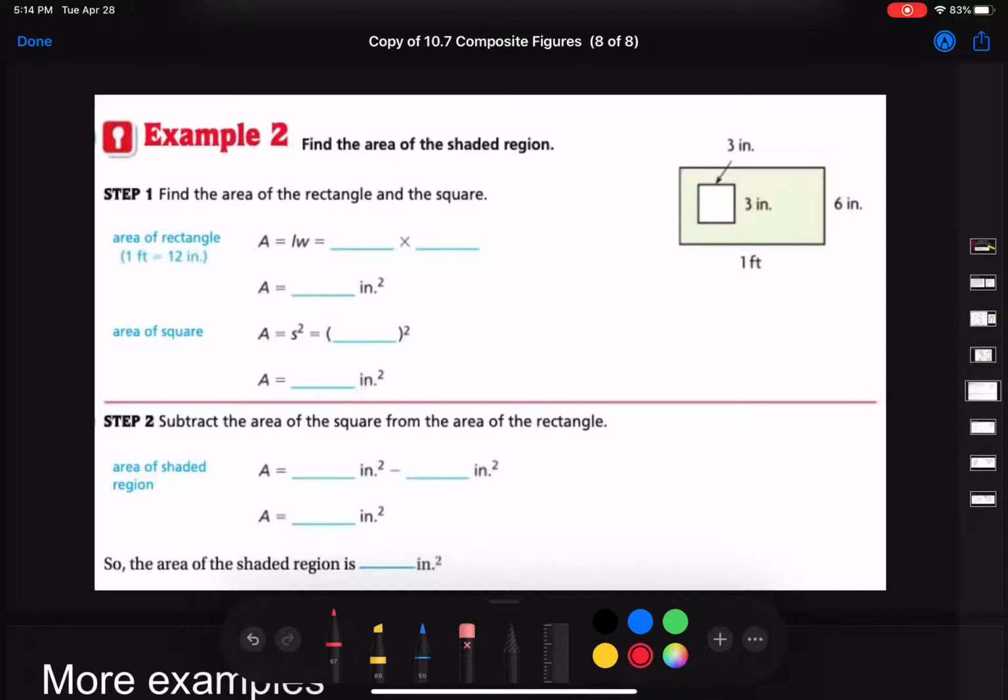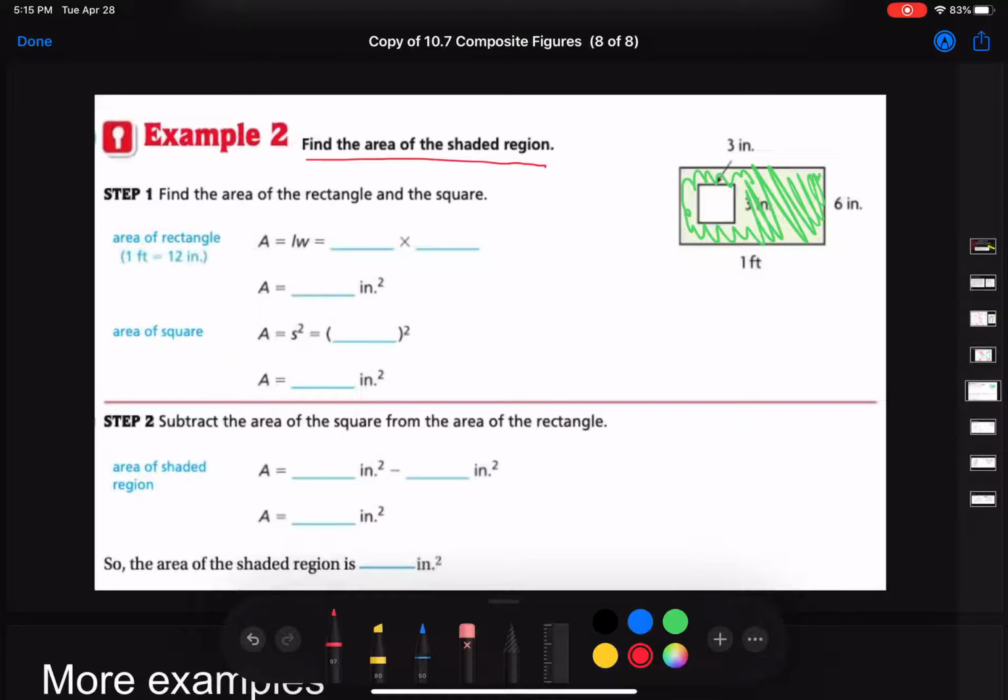works for you. Okay, so the next one, we have a square and we have a rectangle. But this one we do a little bit differently, because what it's asking you to do is it's actually asking you to find the area of the shaded region. So the shaded region is all of this. It wants to know what's the area of that shaded. Well, in order to find it, you have to find the area of both.